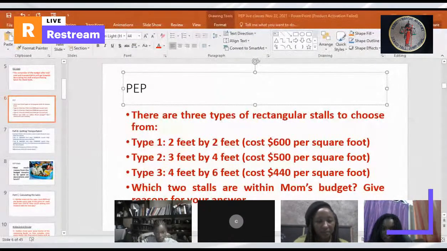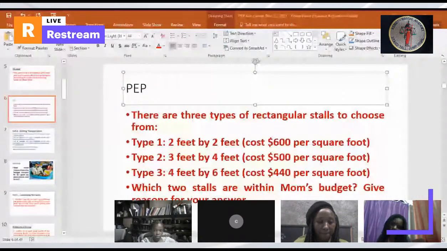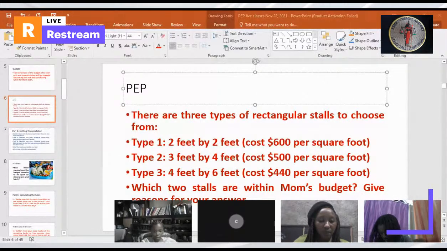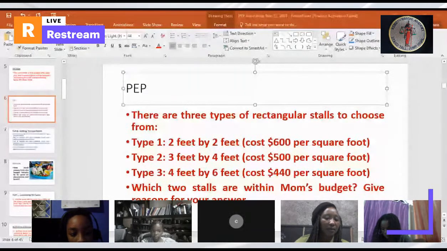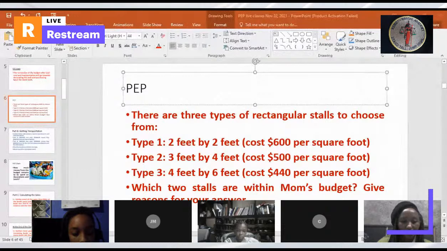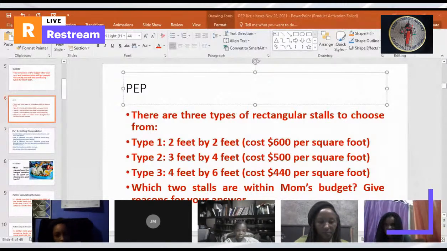Which two can she choose from? Madison? Miss, type 1 and type 2. She could choose stall type 1 or type 2. Could she take both of them if she wanted? Yes, Miss. Oh, yeah, no, Miss, she couldn't. Why not both? Because type 1 is 2,400, then type 2 is 6,000, and 6,000 plus 2,400 will give you 8,400, but her budget was 8,000. Right. So she has a budget of 8,000.